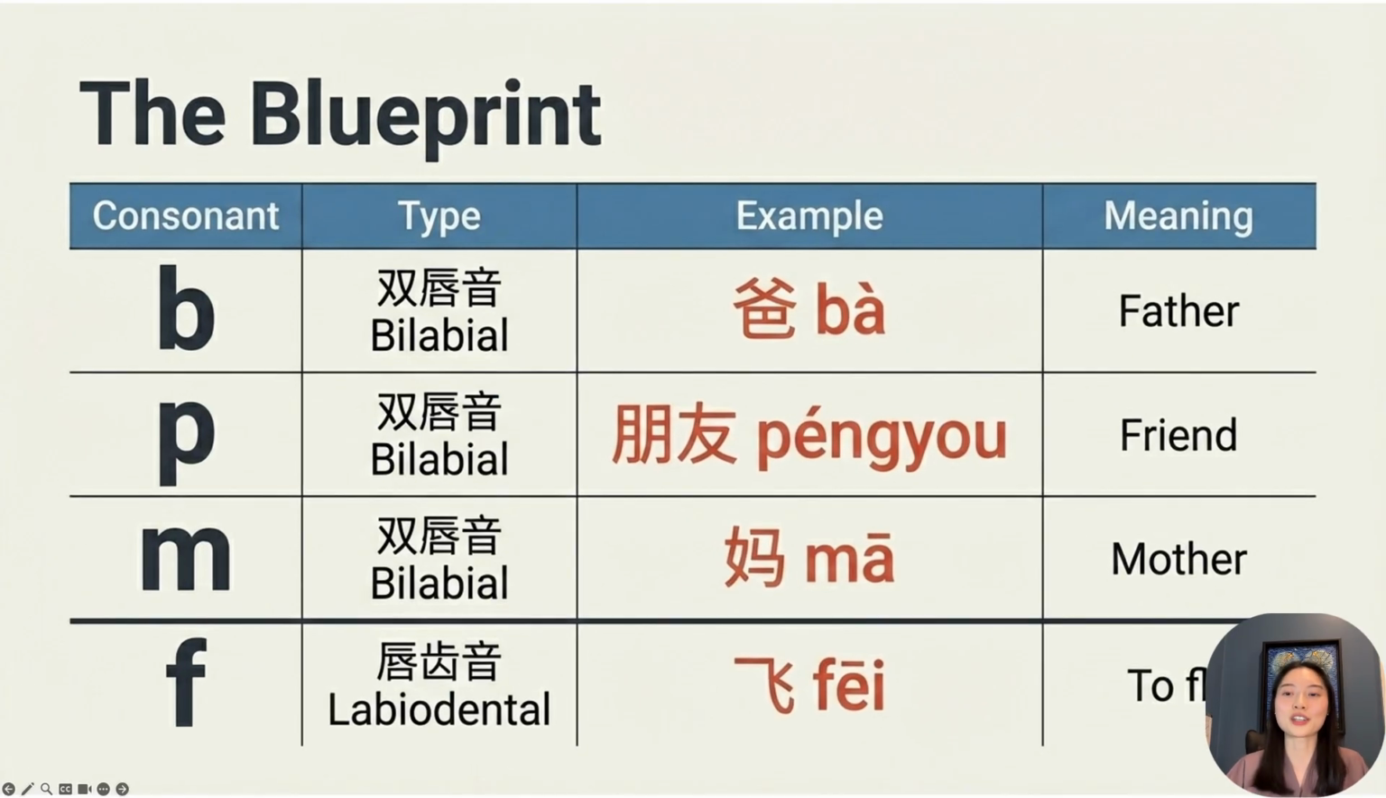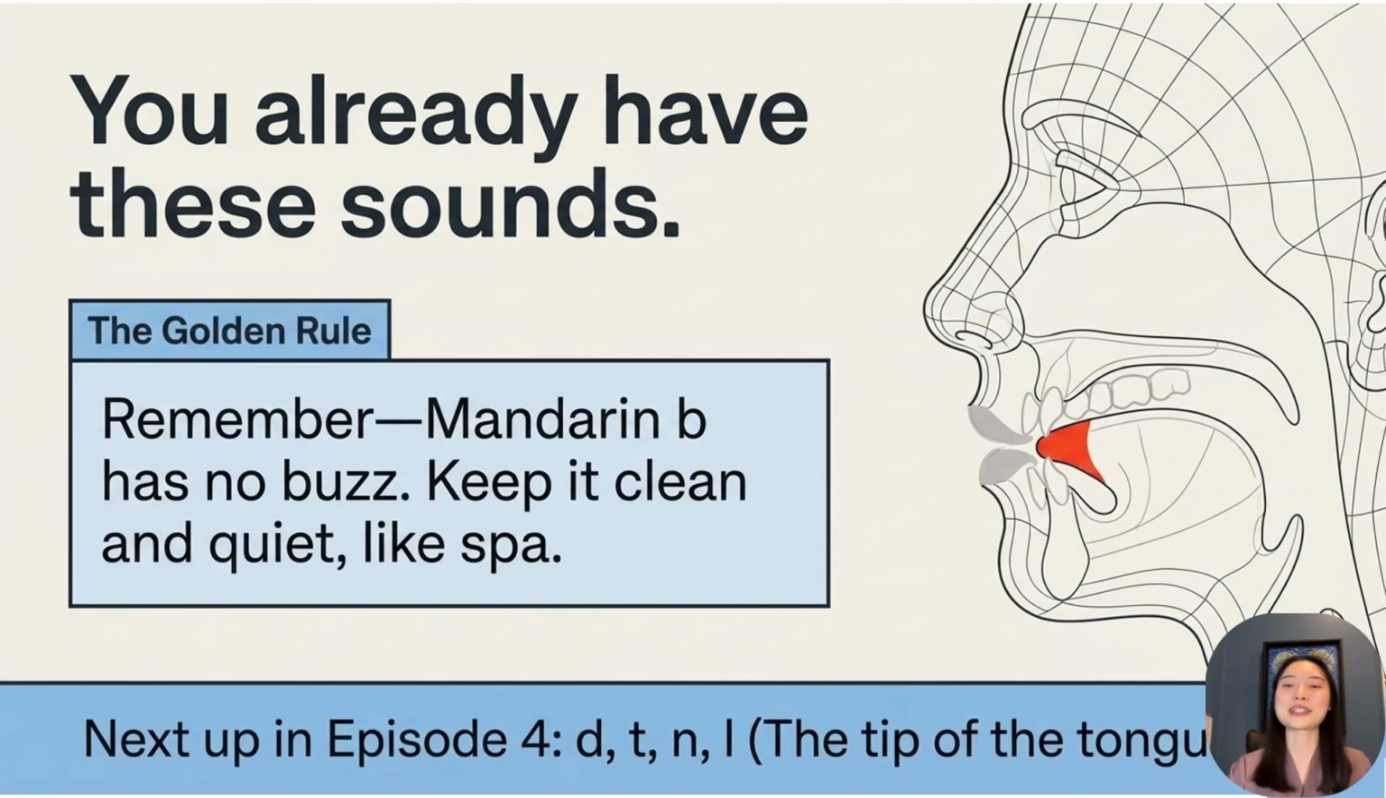Let's hear them all together with their example words. 爸爸, 朋友, 妈妈. Fei. That's episode 3, and as you can see, not every Mandarin sound is difficult.